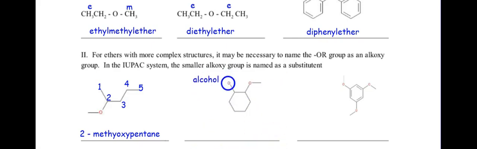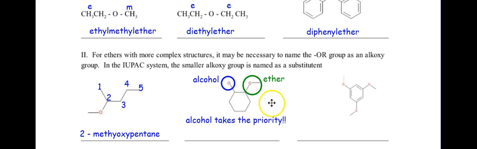This is my ether group. Okay, so now what? What do you remember takes priority? The alcohol takes the priority. So where is my ether? It's on the second carbon, because remember how alcohol would have to be on the first carbon? So that's number 1. So the ether is on the second. Well, how many carbons are hanging off of it? 1. So it becomes a 2-methoxy cyclohexanol.